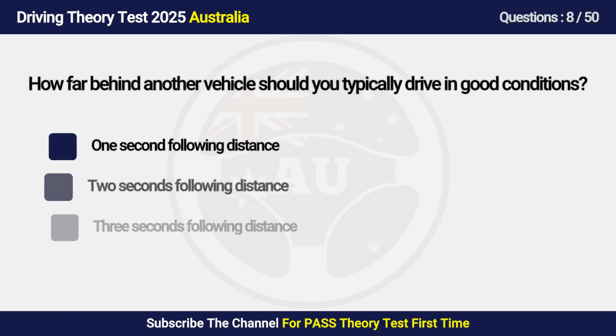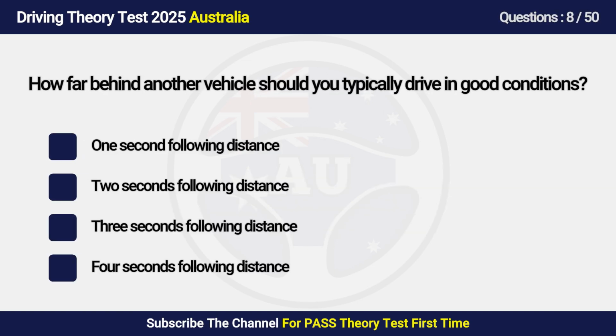Question 8. How far behind another vehicle should you typically drive in good conditions? A. 1 second following distance. B. 2 seconds following distance. C. 3 seconds following distance. D. 4 seconds following distance.